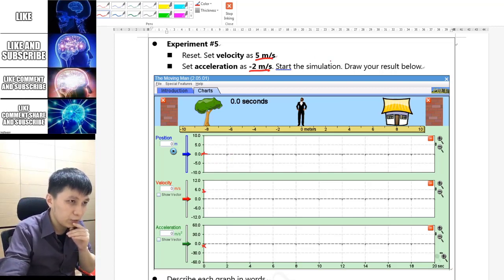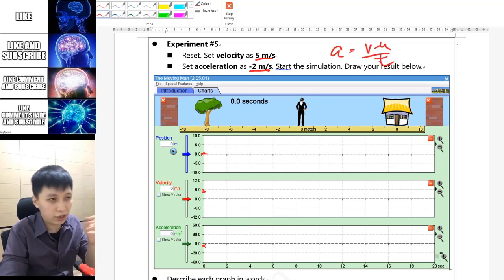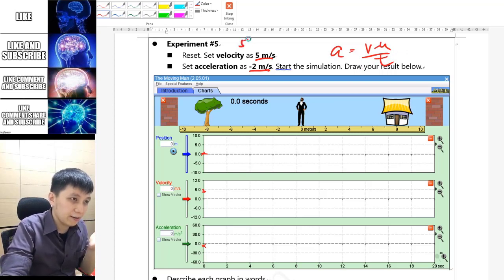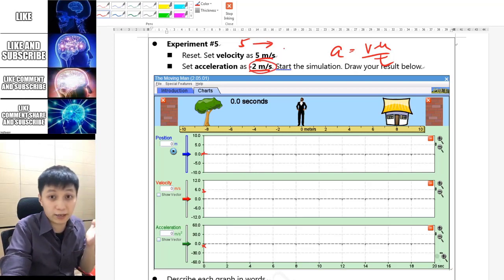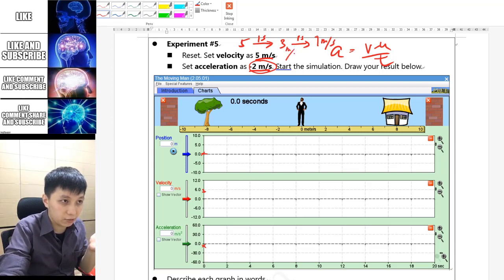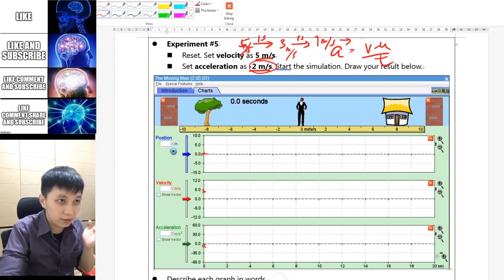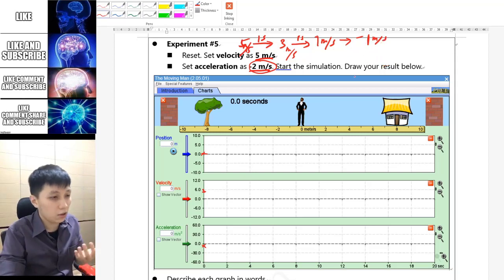So since we can apply the idea of a equals v minus u over t that you learned earlier, or you can simply think that when it was 5 to start with, after 1 second, because of acceleration, it should become what? 3 meters per second, and then after 1 more second, it will become 1 meter per second only. Alright, so these are all the velocity, meters per second. And then after 1 more second, it will be -1 meter per second. Okay, so this is an idea that you could borrow.